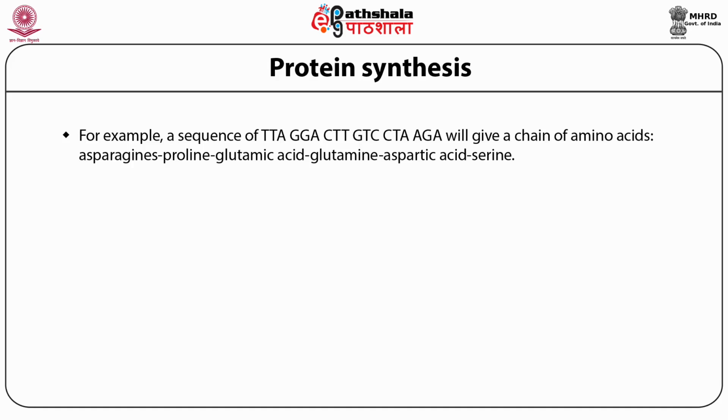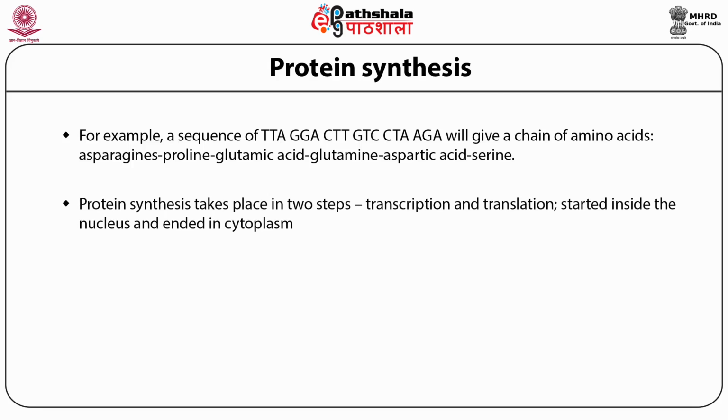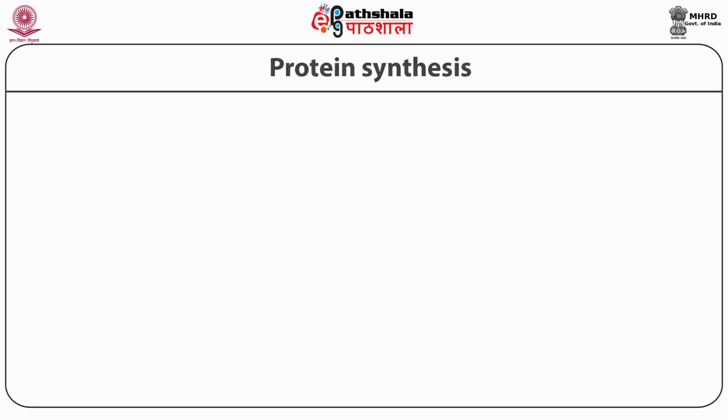Similarly, a sequence of TTA, GGA, CTT, GTC, CTA, AGA will give a chain of amino acids, that is asparagine, proline, glutamic acid, glutamine, aspartic acid, serine. A typical protein may be formed by a chain of about 200 amino acids. The process of protein synthesis involves two steps: transcription and translation. Transcription takes place inside the nucleus.